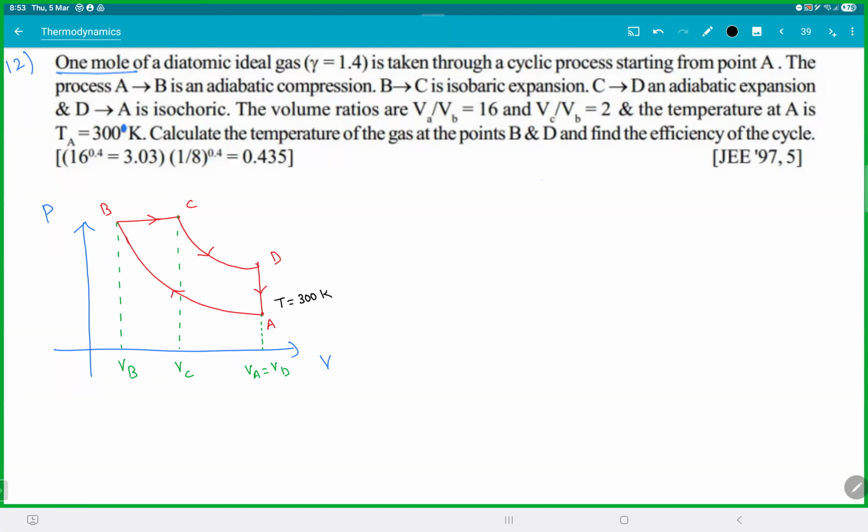Calculate the temperature of the gas at B and D. Okay. Find the efficiency of the cycle. Find the temperatures and draw the A, B, B, C, C, D. Get the table.